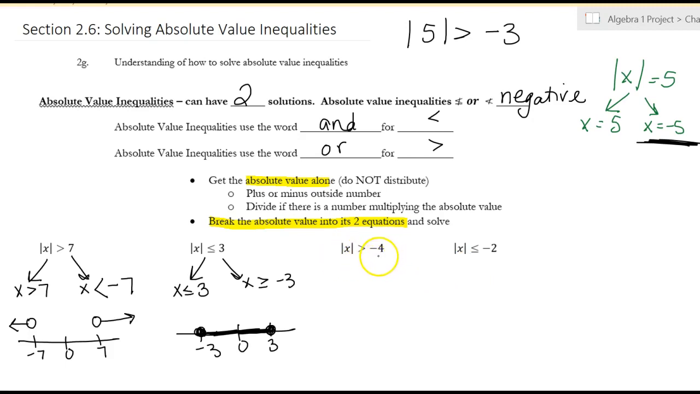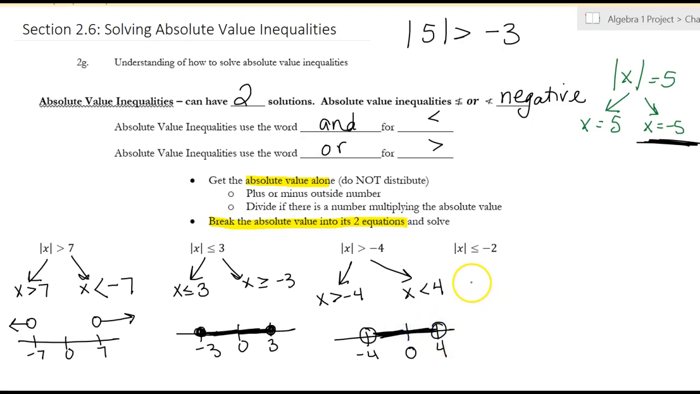All right, here I have a negative, but it's okay because it's the absolute value of something that's greater than a negative. And absolute value is positive, and all positive numbers are greater than negative. So I have x is greater than negative 4. And then I have x is less than positive 4 because I changed the sign and I flipped the inequality. So I have negative 4, 0, and positive 4. And at negative 4, it's an open circle going to the right. And at positive 4, it's an open circle going to the left. So it was a dumbbell again.